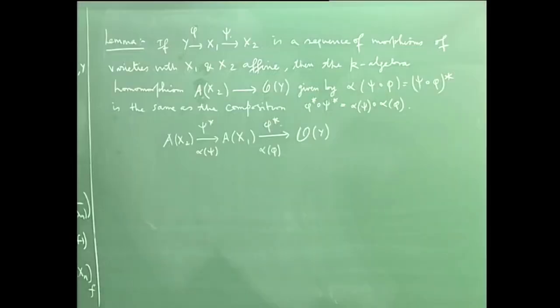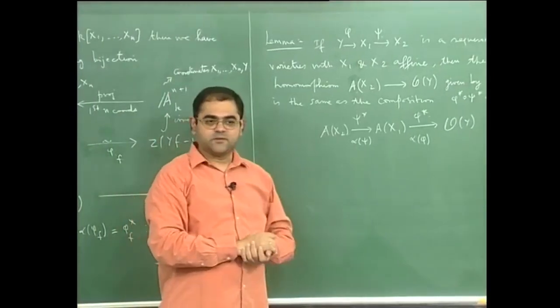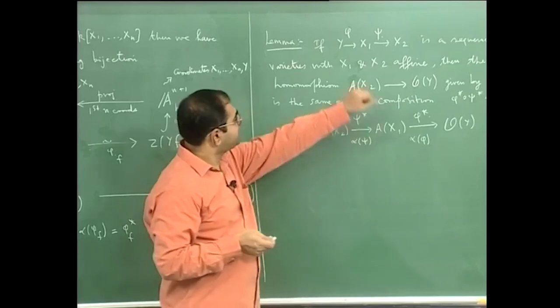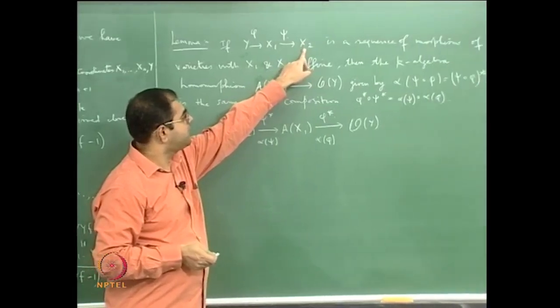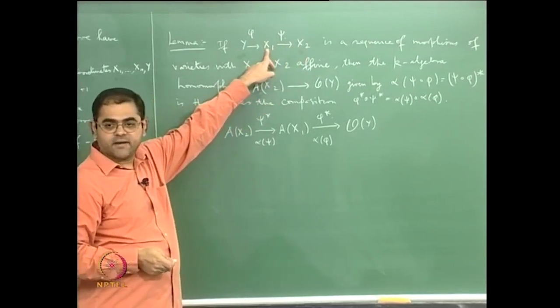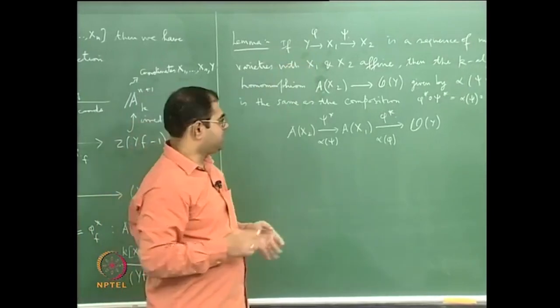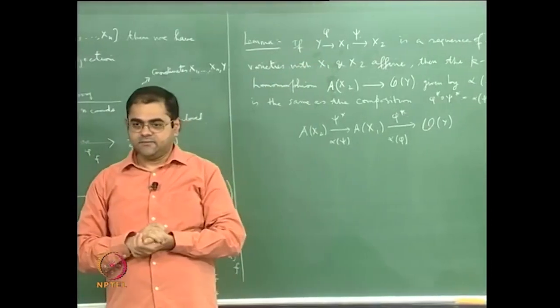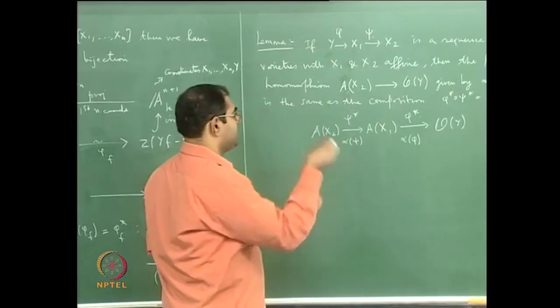Okay, this is just functoriality. This looks a little long to write down, but all I'm saying is that the notion of pullback of maps is very functorial. If you have a composition of morphisms, pulling back a function on X2 all the way to Y is the same as first pulling it back to X1 via psi, and then further pulling back the resulting function to Y via phi. Okay, this is something that you can check very easily. There's nothing much about it. Now this is a very easy lemma to check. So I leave it to you.